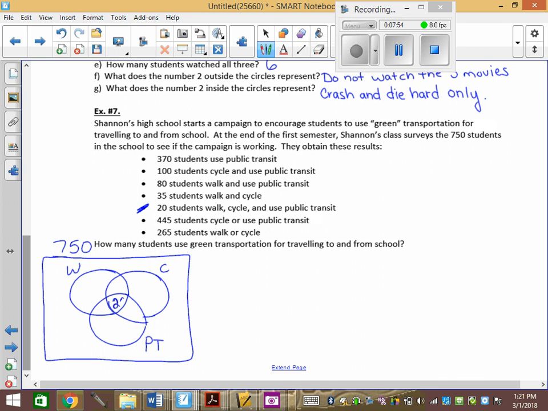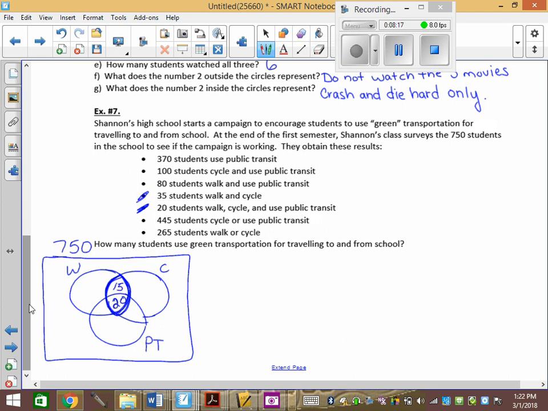Okay, 20. So we go to ands. We can start with any ands we want. 35 students walked and cycled. So I go to walk and cycle, and it's this eyeball shape here, right? In this eyeball shape here, I need to have 35. How many do I have? 20. So how many walked and cycled only? 15.